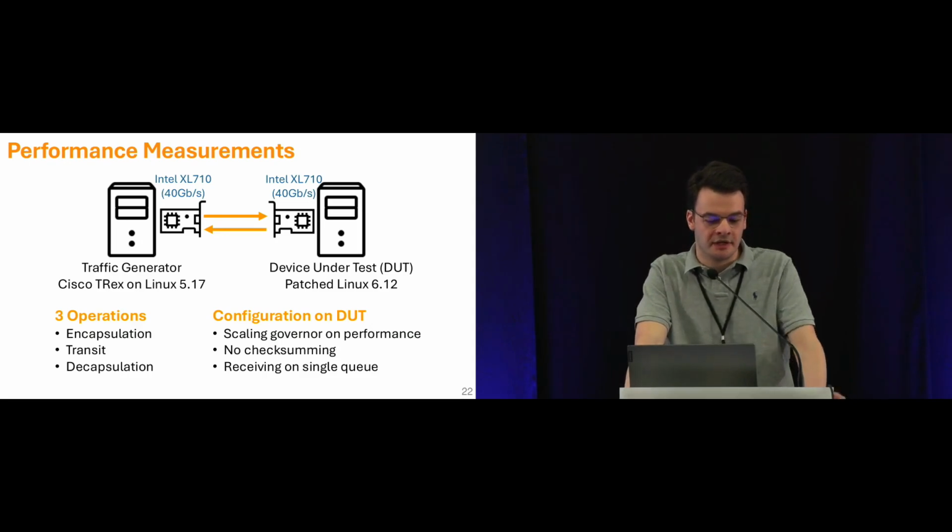Since we have time, I'll ask another question. Why did you use two different kernels on the sender and the receiver? There is no particular reason. For the test device, we used 6.12 because it was the latest available when I did the measurements. And on the other side, we used 5.17 because the server was running that kernel. But it's just a traffic generator, so in my opinion, the kernel version on the traffic generator has no impact at all. All right, thanks.